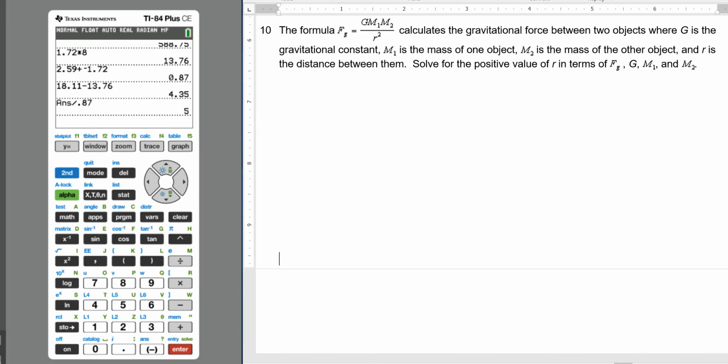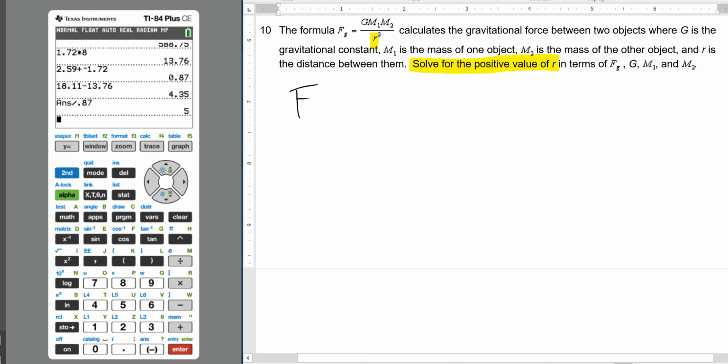The formula F sub g calculates the gravitational force between objects, where g is the gravitational constant, m1 is the mass of one object, m2 is the mass of the other, and r is the distance between them. This is all really nice. All we need to know is solve for the positive value of r. So all we need to understand is that in that formula, we're trying to get r by itself.